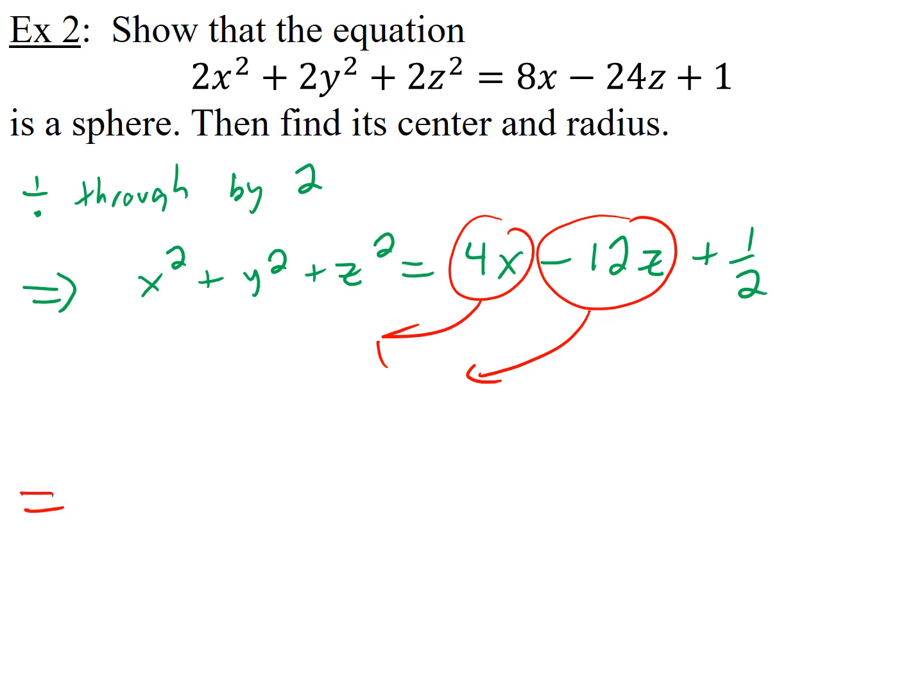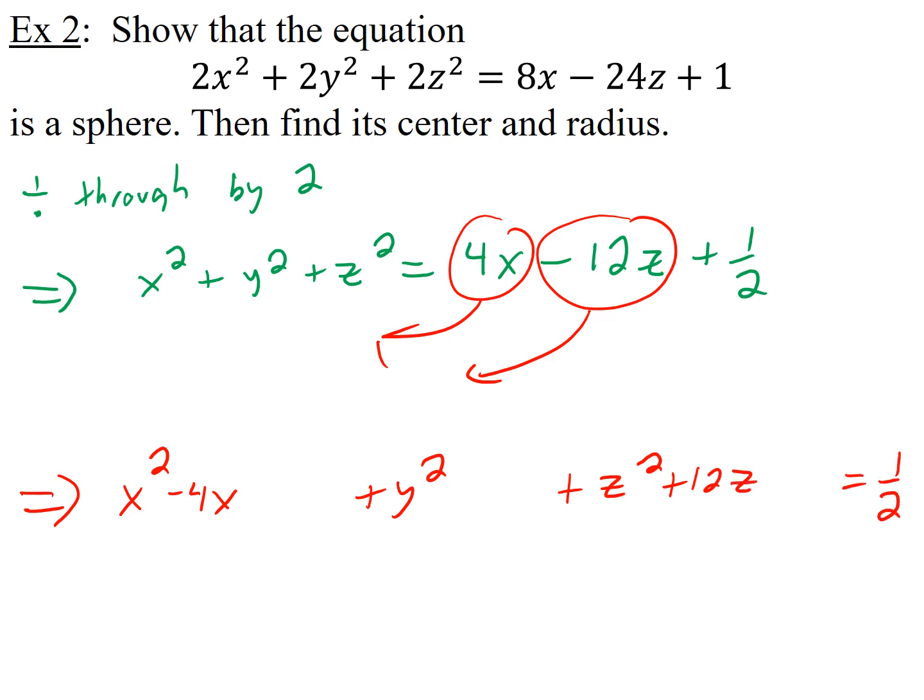So we're going to minus the 4x, so it's going to become x squared minus 4x. I'm going to leave some space. And then plus y squared. There's no y term to go along with that, which is actually good news. Saves us from some work. Then I'll leave some space here, and then plus z squared. And then we're moving the minus 12z over, so you have to add it. So it's going to become plus 12z. And then I'll leave some space, and we'll get equals 1/2 over here.